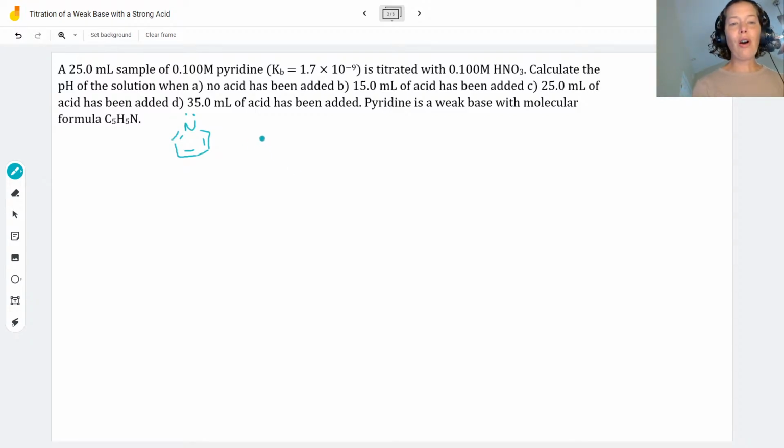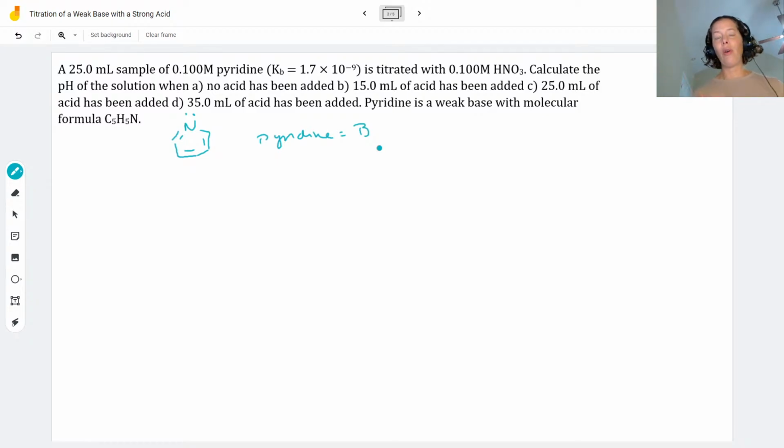So I am just going to call pyridine B for base in my chemical equations. This is just going to simplify things for me. Again, if you're on an exam, you want to make things really, really simple. Always do these. You can do acids as HA, and that's a very common thing to do.